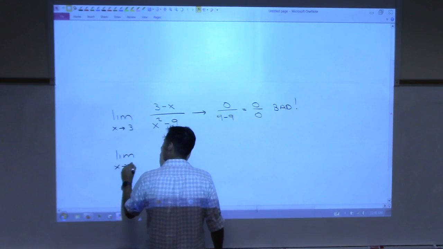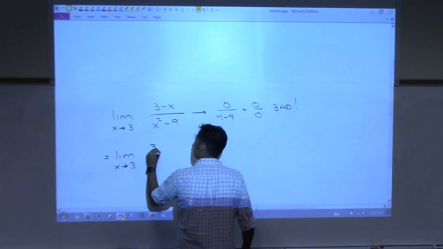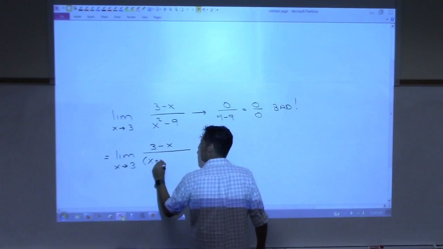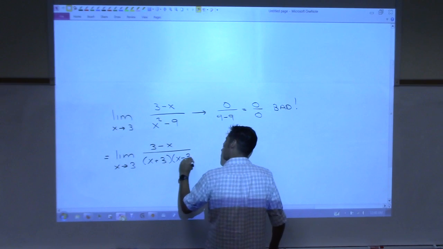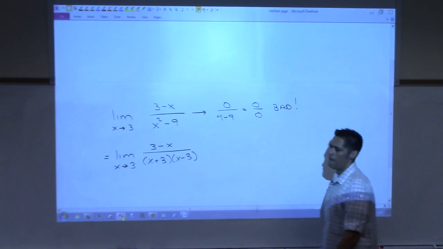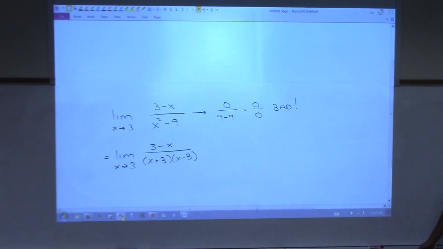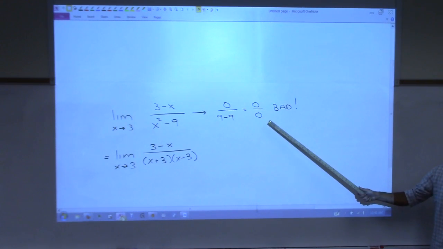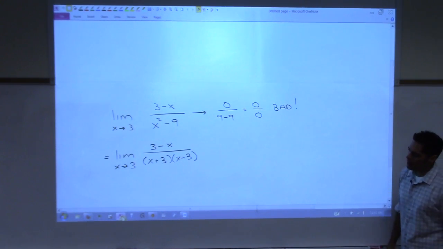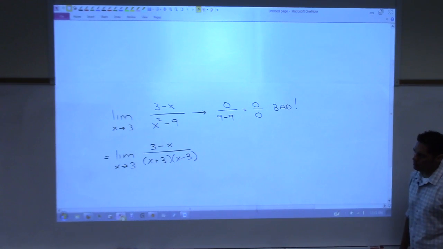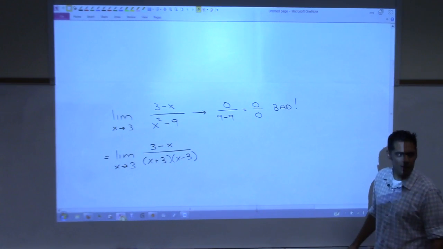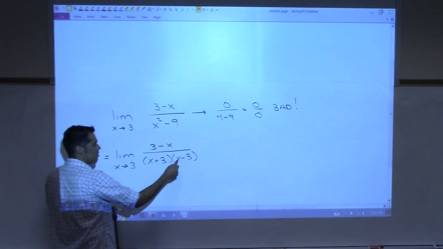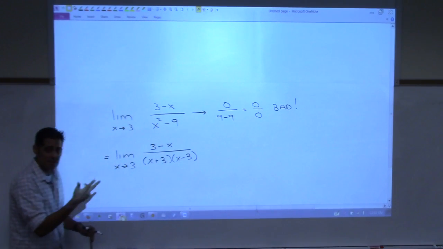Limit as x approaches 3, so this equals this. And it factors to be x plus 3, x minus 3. I'm hoping that I can get rid of the 0 over 0 problem that I have. Can I yet? Yeah, good. Almost, right? These almost match. 3 minus x almost matches x minus 3. They're off by a sign.